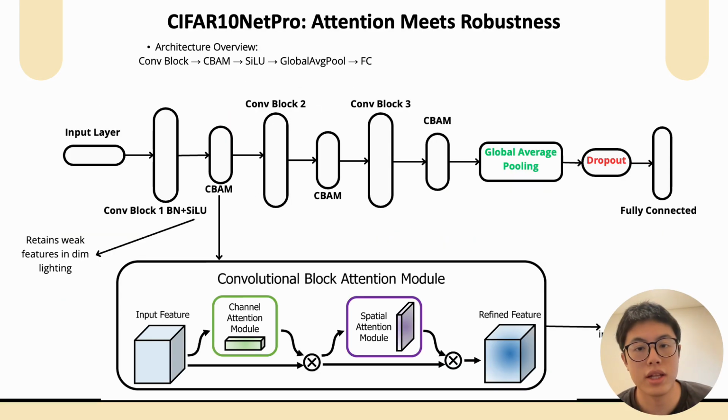Our model is based on a lightweight CNN backbone with three convolutional blocks. After each block, we insert a CBAM attention module. CBAM first applies channel attention to focus on important feature maps, then applies spatial attention to highlight informative regions. This helps the model ignore irrelevant noise such as glare or dark patches caused by synthetic corruption. We also use SiLU instead of ReLU to retain weak activations, especially under low light input. The final layers include global average pooling, dropout, and a fully connected classifier.